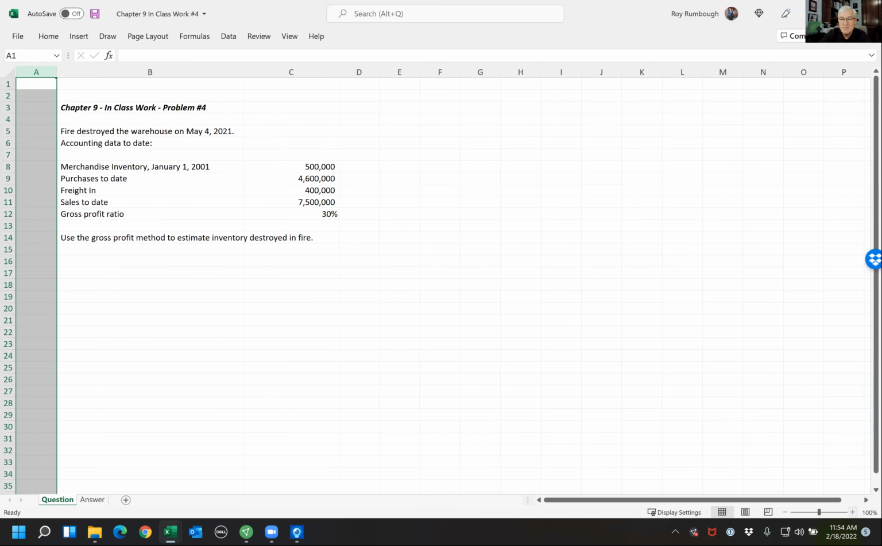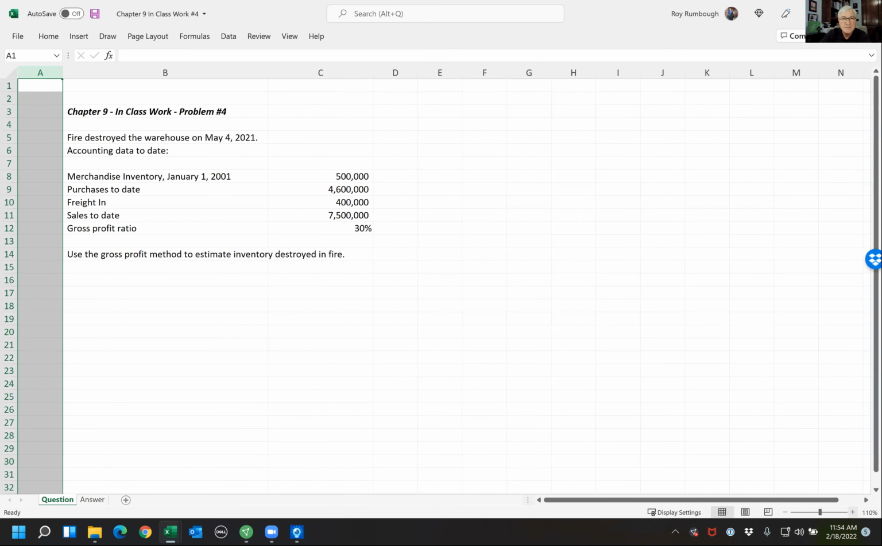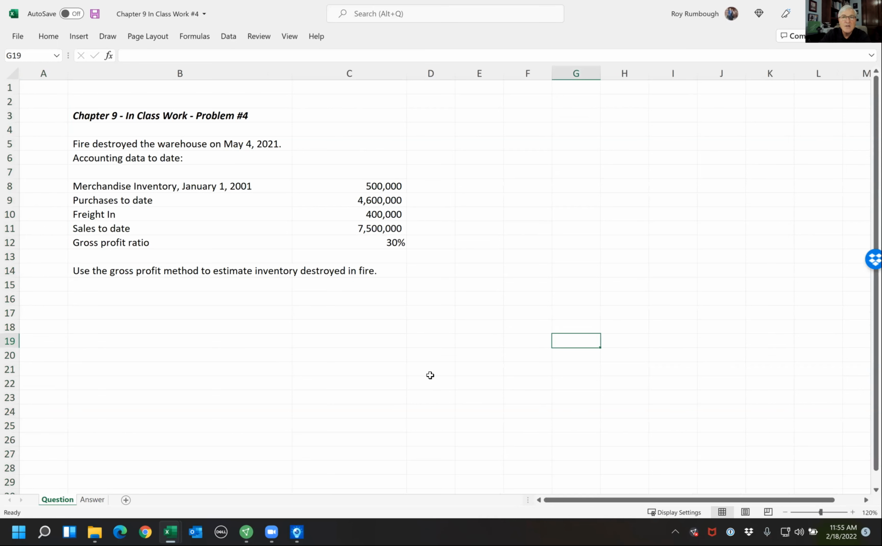Make this a little bigger. So right now you can go work this problem. It's a different gross profit margin, and so inventory destroyed by fire again. And so please go, try to work this. Okay, welcome back. Let's take a look at this again.